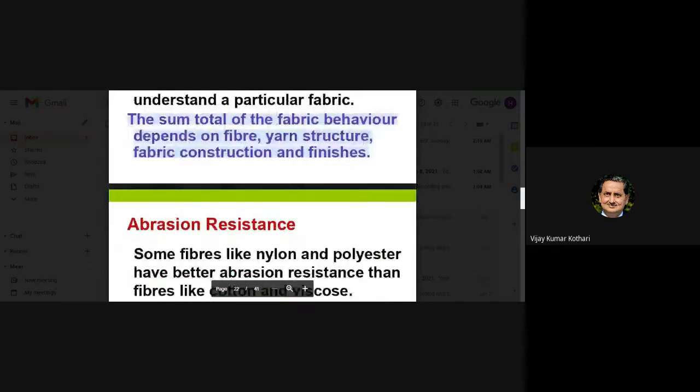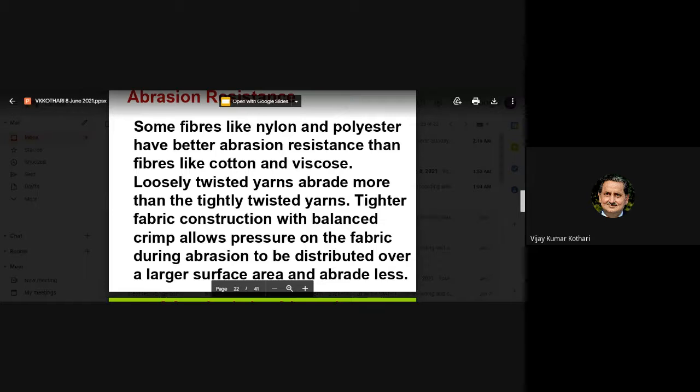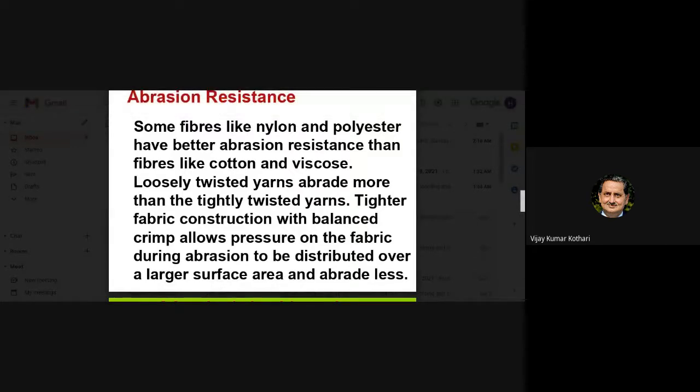What we would now like to look at are some properties and the way these properties are derived from what we have discussed so far. So the first property I'm taking is the abrasion resistance. The way the fabric gets rubbed against surfaces or with the skin would affect the durability of the fabric, as well as the aesthetic characteristics of the fabric. Some fibers like nylon and polyester obviously have better abrasion resistance than fibers like cotton and viscose. Within the structure, loosely twisted yarns could abrade more as compared to the tightly twisted yarns.